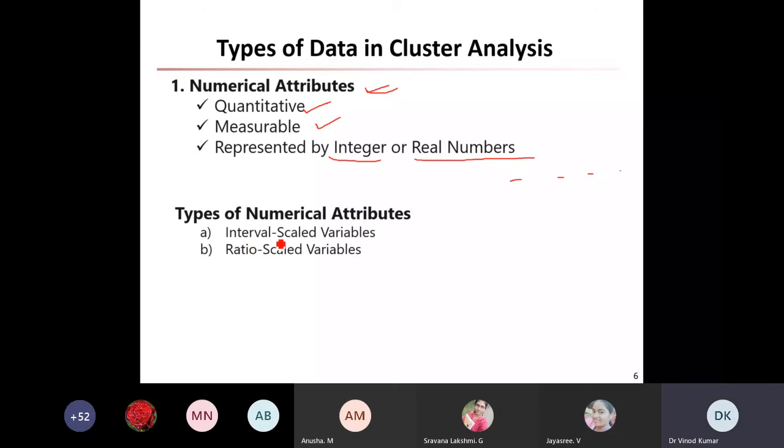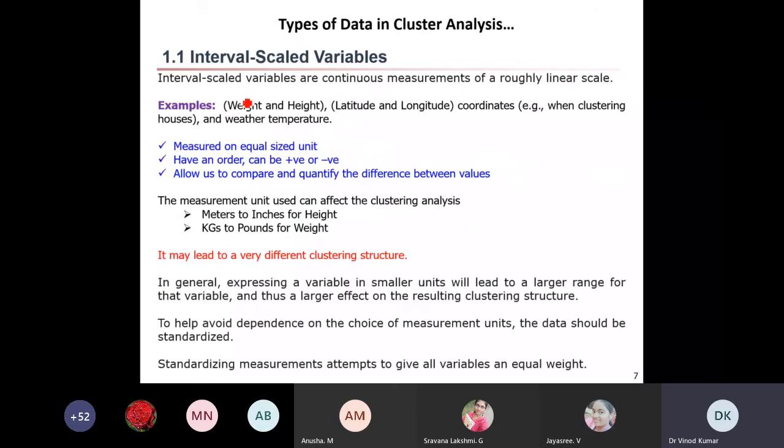The types of numerical attributes: we have interval scaled variables and ratio scaled variables. So two types of variables we have here, interval scaled and ratio scaled. Interval scaled is generally like when we find the distance from point A to point B. That is a similar kind of thing. Interval scaled variables are continuous measurements.